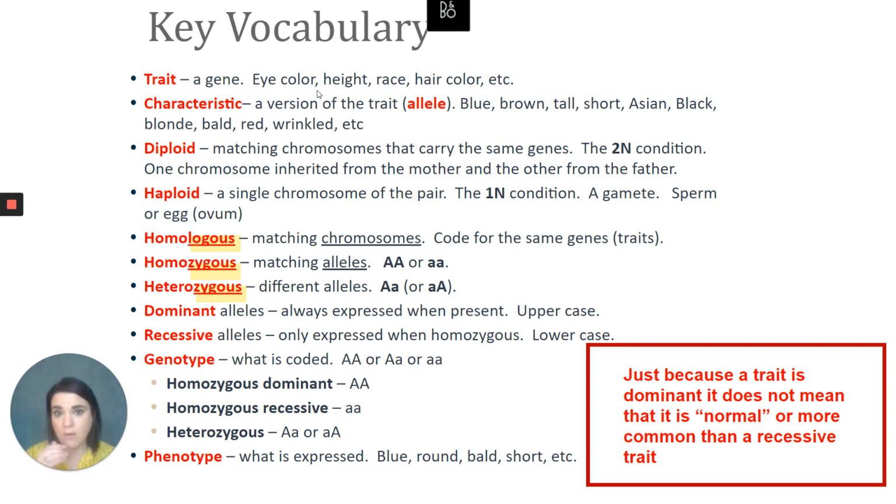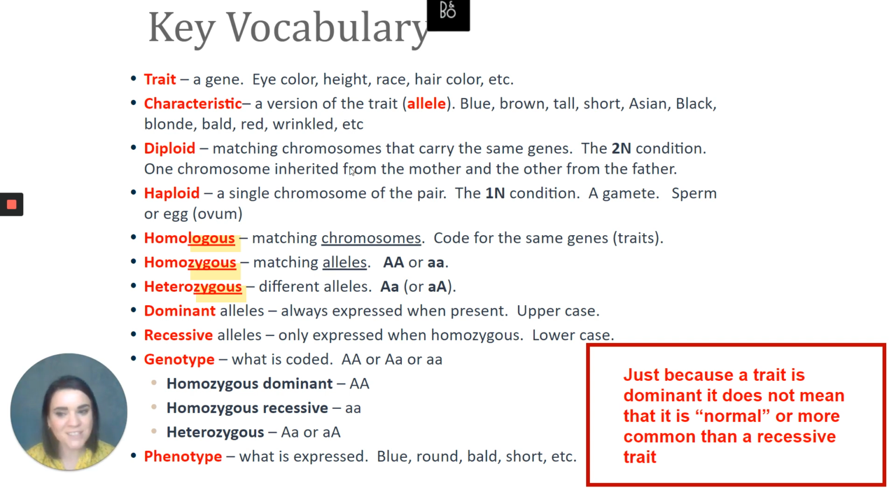So again, we talked about eye color having a lot of different things that impact it, but if we're talking about eye color in the binary sense, like an either or situation, the characteristic would be blue eyes or brown eyes. If height was also binary, we'd say tall or short. If we're talking about pea plants, it would be the white or the purple flowers. Those are versions of a trait.